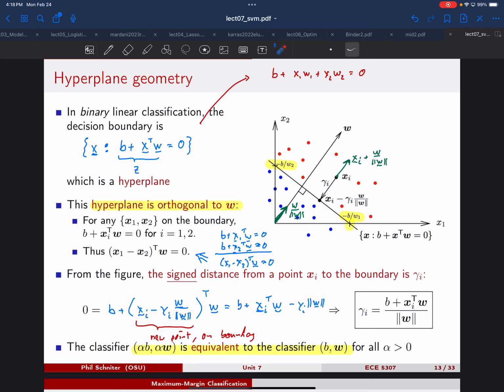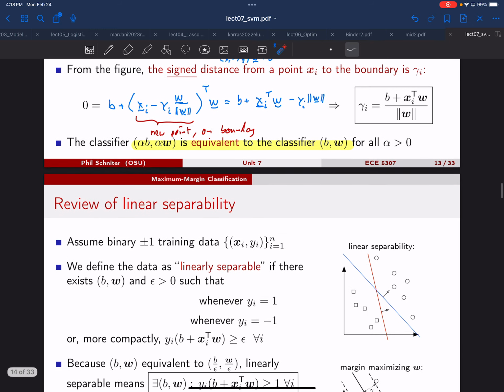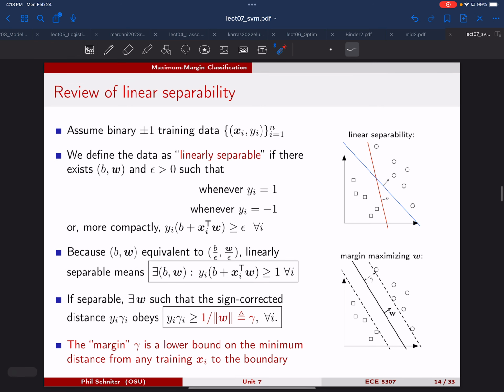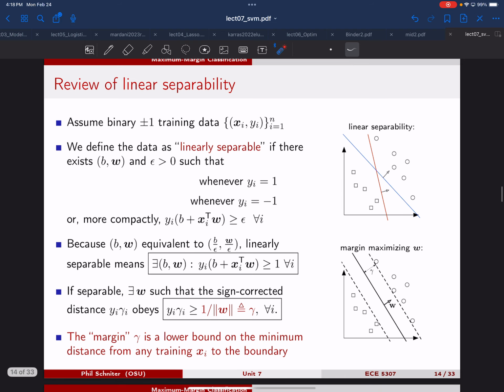Okay, so those are the setup for what we're going to do next. Any last questions on any of this? Okay, all right, so now let's also come back to linear separability, which is something we talked about, but we're going to try to make it a little bit more precise today.